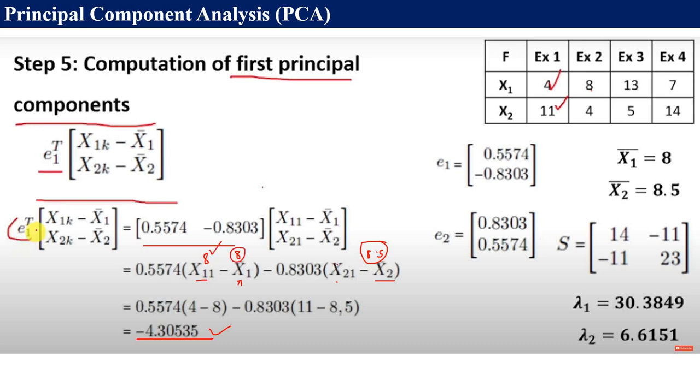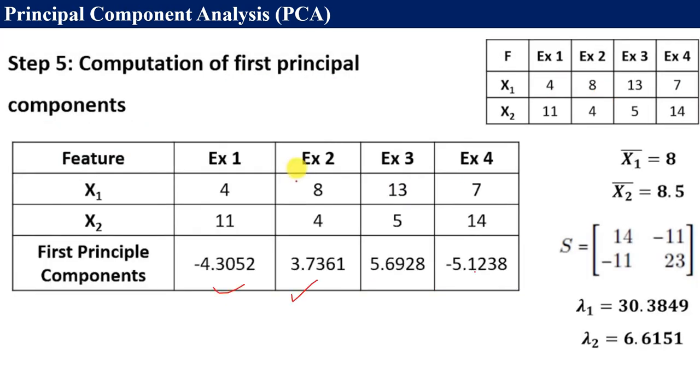Then next time this is 8 and x2 will be 4. The third time this is 13 and this is 5. The next time this is 7 and then 14. So these values 7 and 14, 13 and 5 are x1 and x2. So we'll get 4 principal components: PC1, PC2, PC3 and PC4. So we now have 4 principal components here.